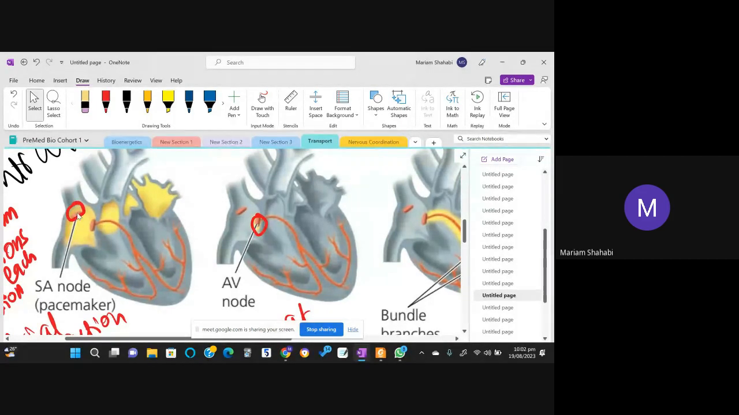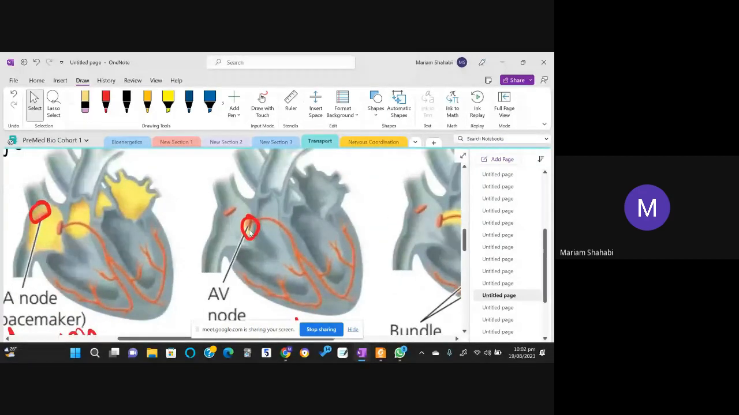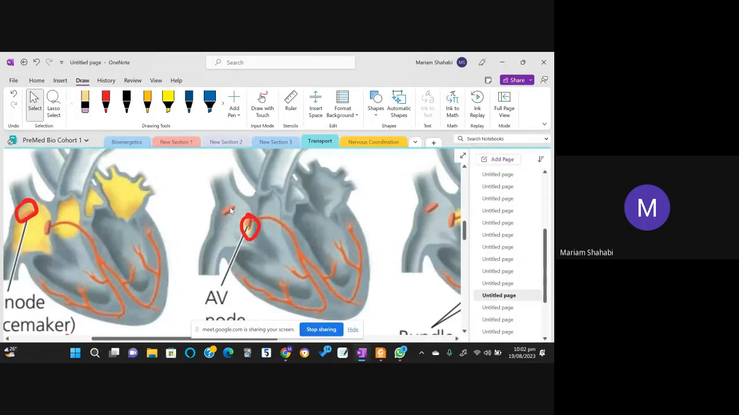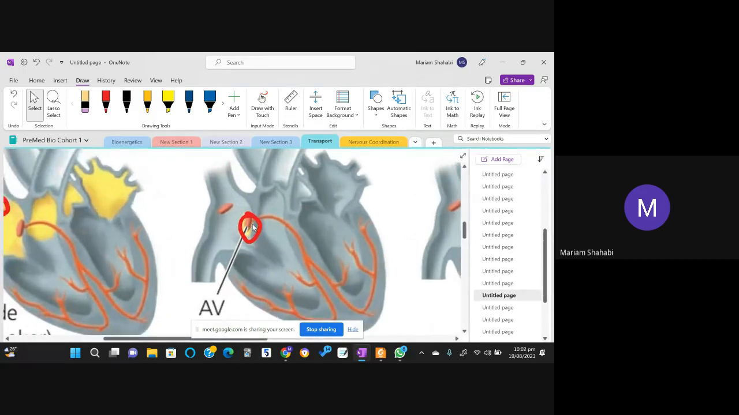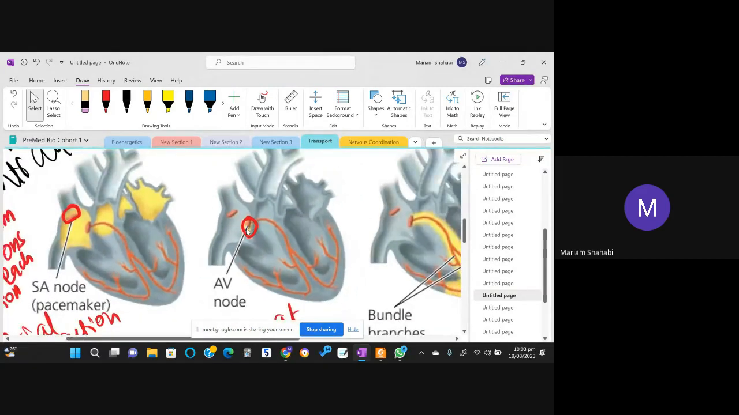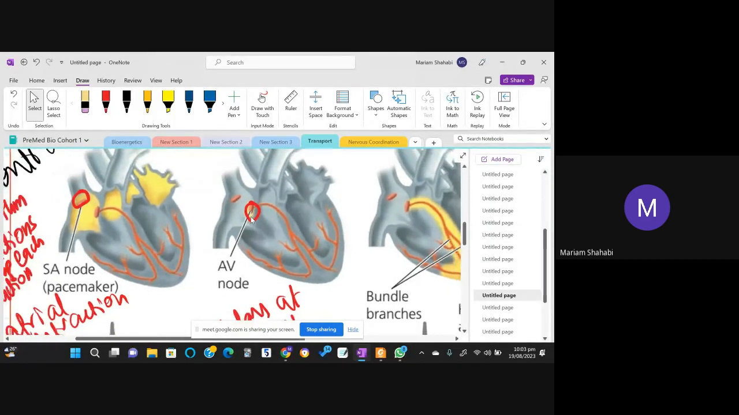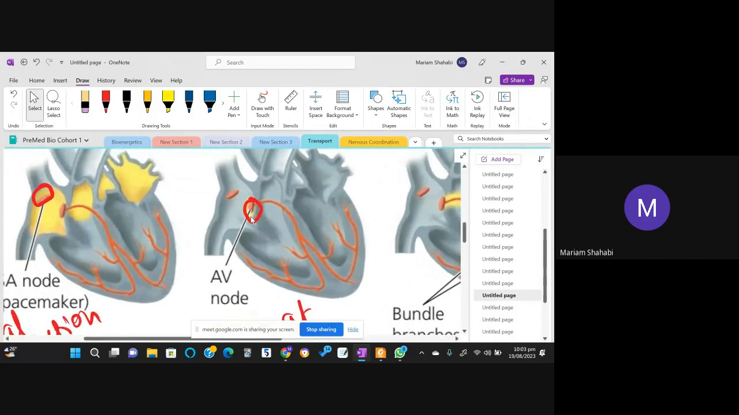The electrical signal will then reach a portion of the atrium called the AV node. So just like the SA node, the AV node is in the right atrium, but it is located a little below the SA node. The electrical impulse will reach the AV node. At the AV node, the impulse will be delayed for a certain duration. It will stop. The AV node will not transmit it onward immediately; it will hold it for 0.15 seconds.